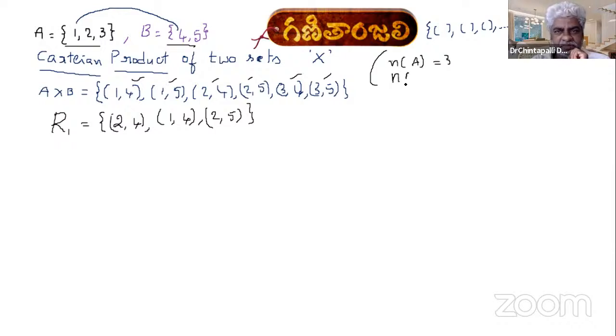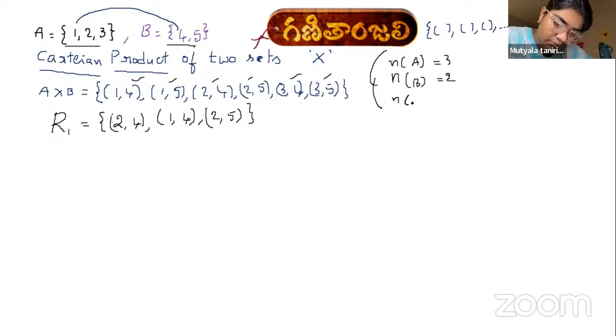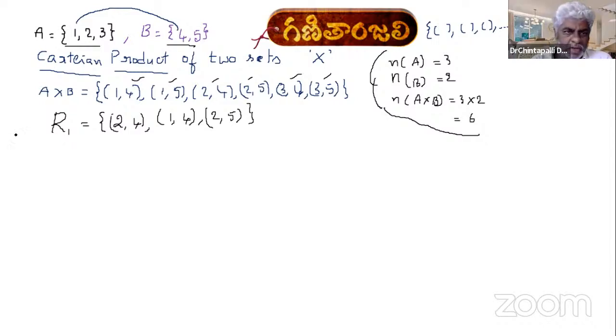n of B is the number of elements in B. That set contains 2 elements. That's why n of A cross B has 3 times 2, which is 6 elements. Right? Yes, sir. It is one of its subsets. So here, the number of subsets in A cross B is called n of P of A cross B.